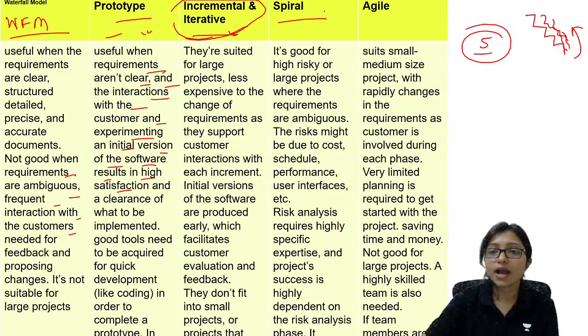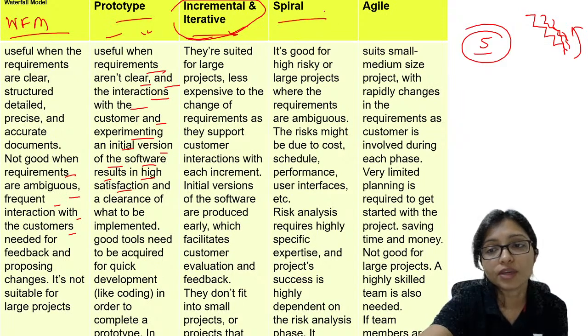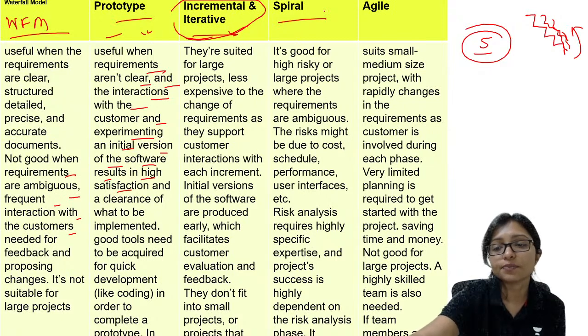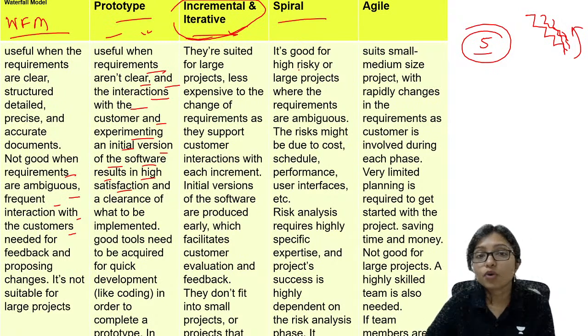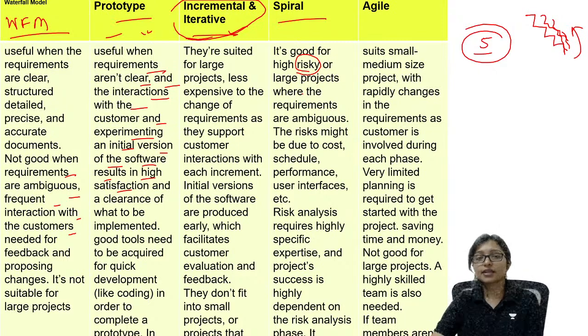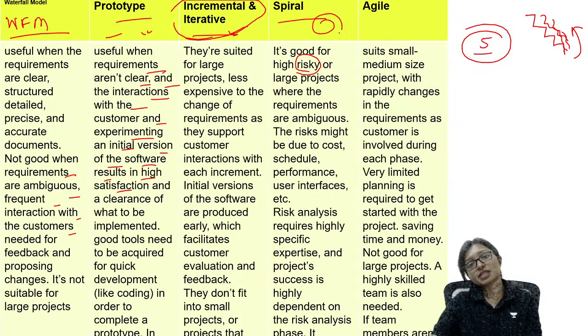Next one is the spiral model. In the spiral model, what are we doing? Spiral model is actually focusing on the risk. Here the main factor is risk. At each and every step we are focusing on the risk. Is there any risk? Risk is a big factor of the spiral model, and it is also step by step, like a spiral going on.